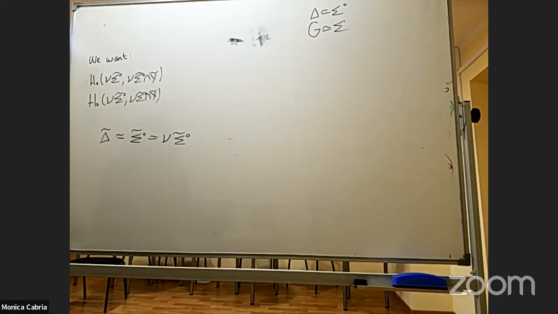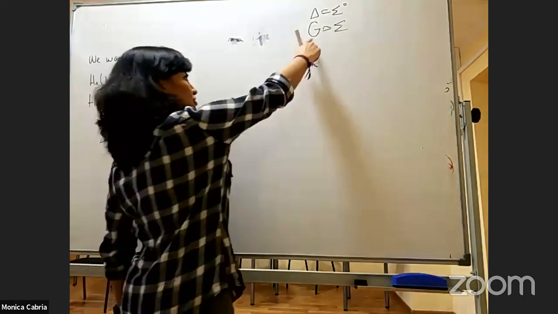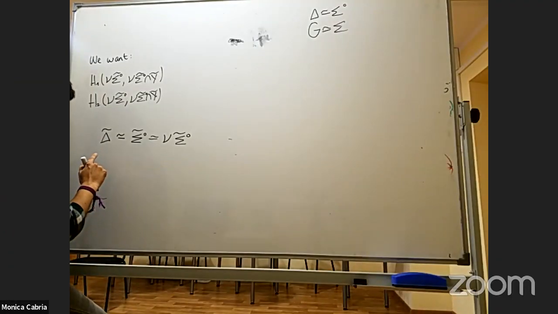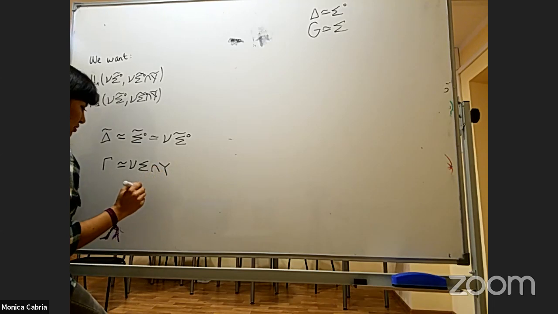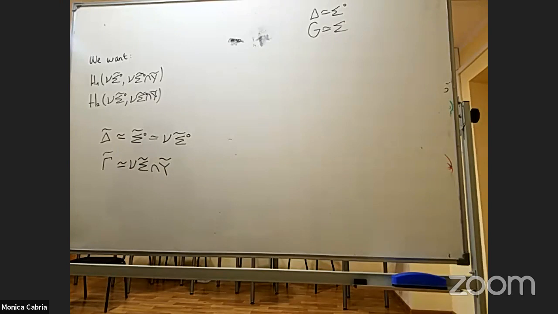And here, G was R gamma, right? Maybe I changed notation. Gamma is something different; gamma is not G. And gamma is homotopy equivalent to that intersection, nu of sigma intersected with Y. And you can also add tildes. So from here, here.